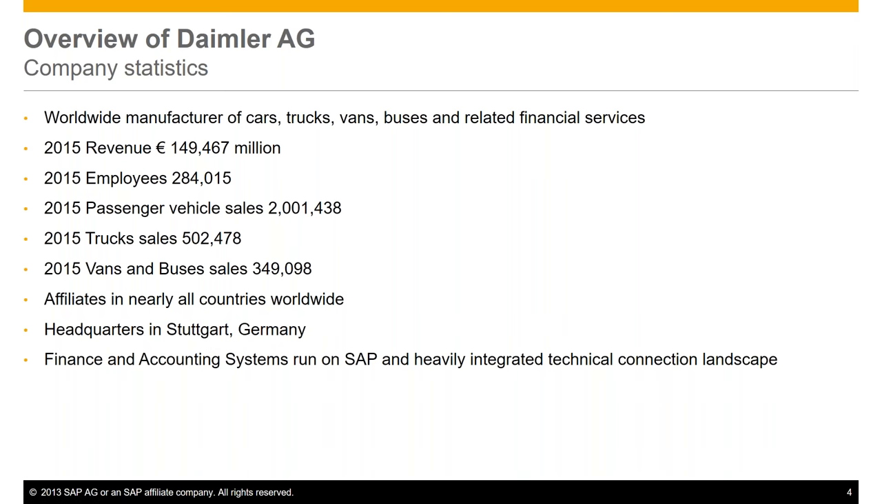They have affiliates in nearly every single country worldwide. SAP systems are also used from all the countries where they are active, and the headquarters are in Stuttgart in Germany. All of their finance and accounting systems and related systems, also HR, are running on SAP. And these systems, there are some global systems, there are some local systems, there are manufacturing systems. They are all heavily integrated with each other via technical connections within the system landscapes.